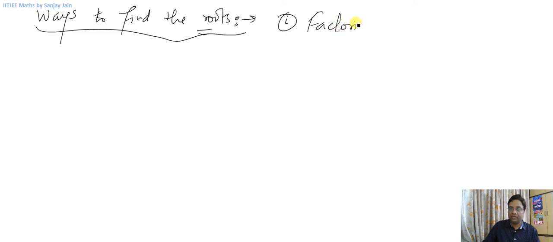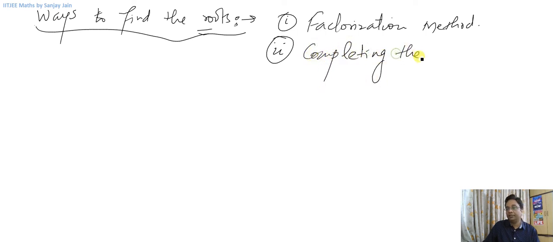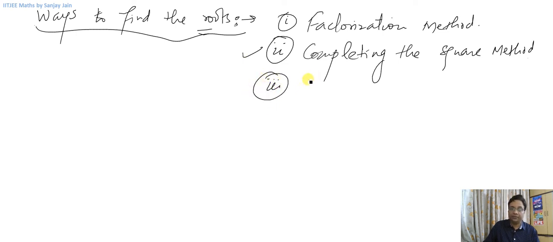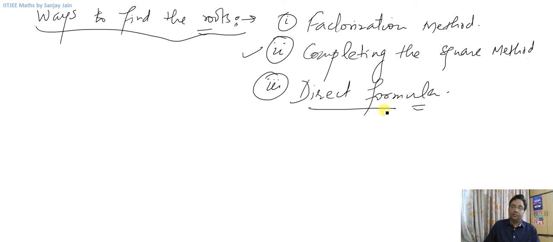Let us say factorization method. First method is the factorization method, that we factorize the given quadratic equation and find the roots. Second way can be the completing the square method. I talked about this method in the chapter of polynomials also. And another way can be the direct formula, right? So let me first of all talk a little bit about factorization.